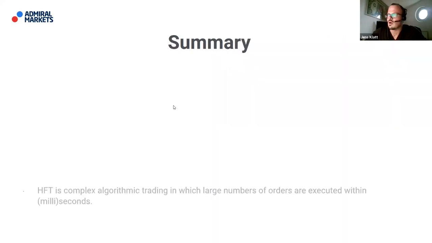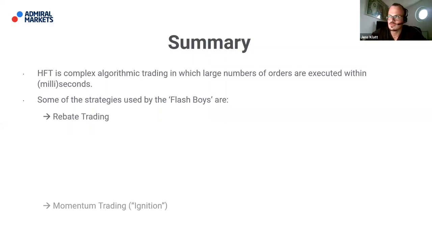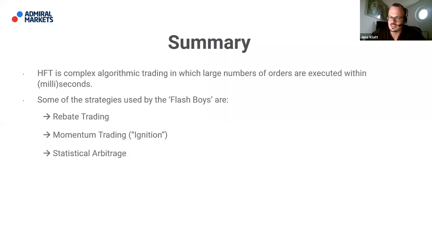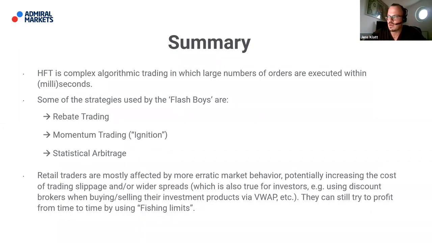So now, let's sum up what we learned today. HFT is a complex algorithmic trading in which large numbers of orders are executed within milliseconds. So probably it's not good to say seconds, but it's really milliseconds. Some of the strategies used by the Flash Boys are rebate trading, momentum trading, and statistical arbitrage. In fact, most of the strategies used here are only derivatives of this, and it's a lot of gray area. And retail traders are mostly affected by more erratic market behavior, potentially increasing the cost of trading, slippage.